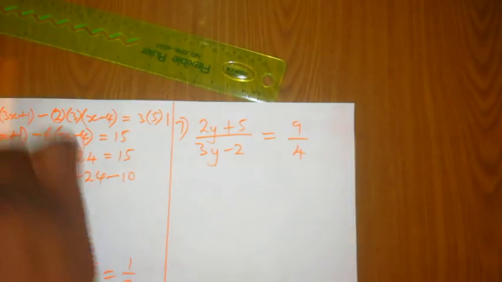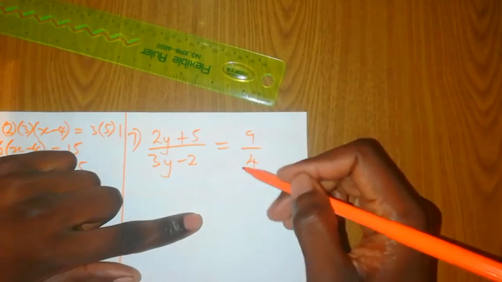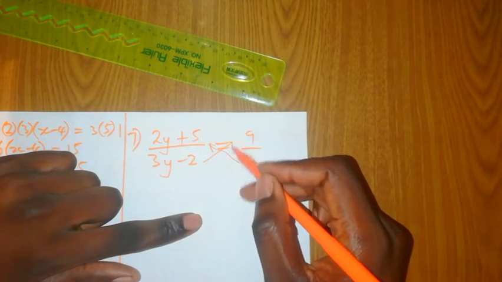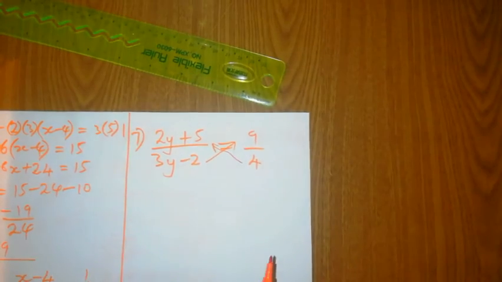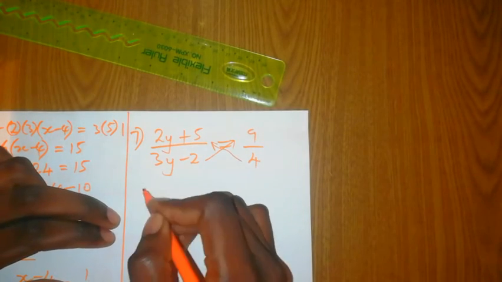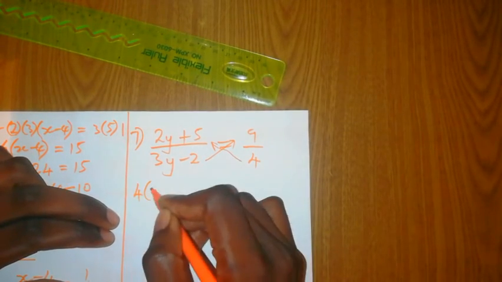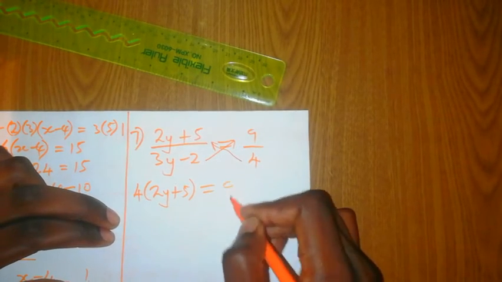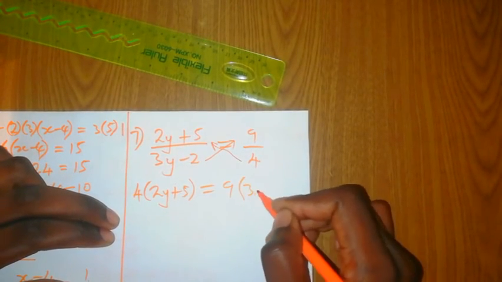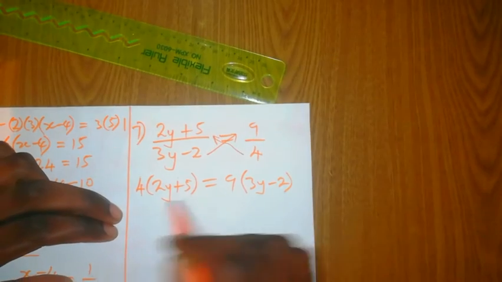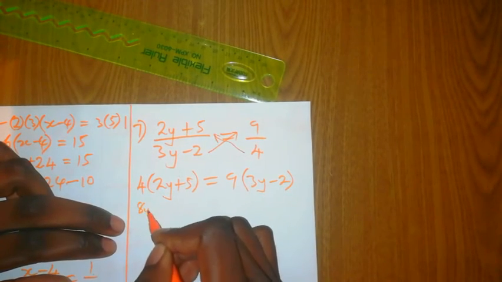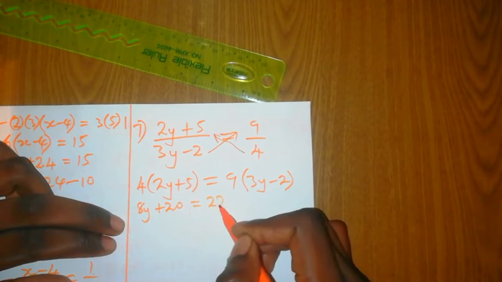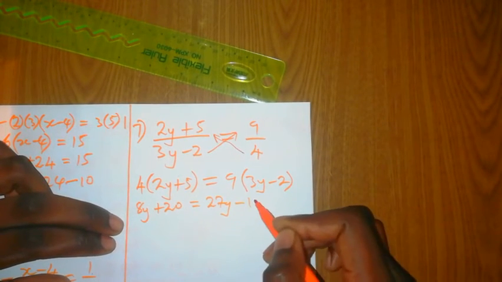As I showed you earlier on, it's a matter of cross multiplication. You just cross multiply here. So in this case, it's 4 bracket 2y plus 5 close is equal to 9 bracket 3y minus 2 close. It's now 8y plus 20 is equal to 27y minus 18.